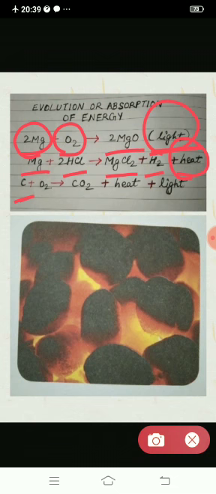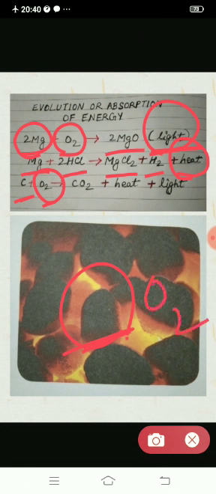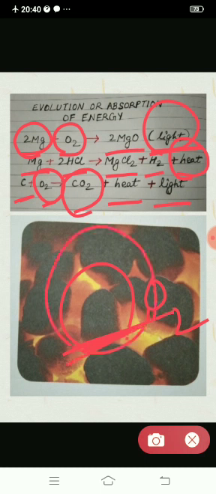When carbon reacts with oxygen, that can be any carbon product. Here I have taken the example of coal. When coal burns in the presence of oxygen, what will form? It will form carbon dioxide. Along with that, there is an evolution of heat and light energy, both forms of energy. Burning of any carbon product or any fuel is a chemical change, a chemical reaction, and there is formation of heat and light.